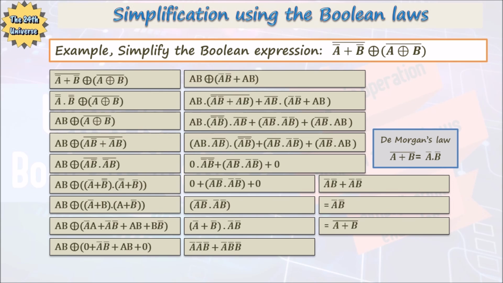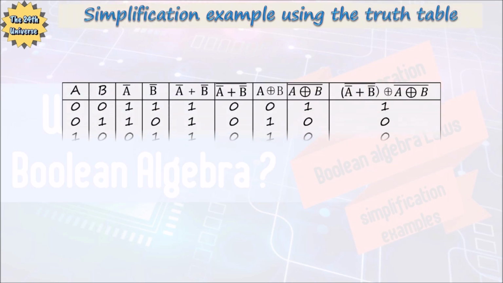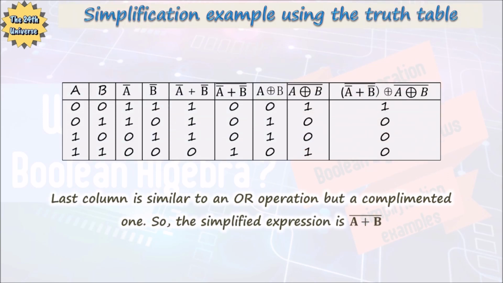By the way, the same thing can be solved using the truth table like this. We can see in the last column that it is similar to an OR operation but a complemented one. So, the simplified expression is (A plus B) the whole bar.